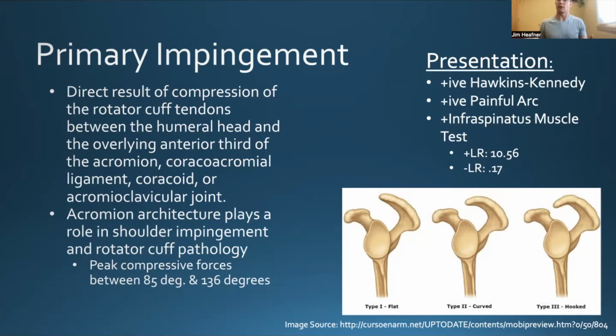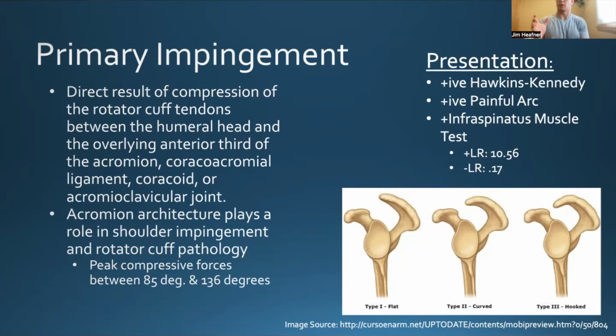The other test is the painful arc test, where if you have pain between roughly 60 and 120 degrees of shoulder flexion, that's a sign that there's a decreased space in the subacromial and there's impingement occurring, and it's another positive test for primary impingement. Now, the diagnostic criteria of those two are not the best. What we're seeing is they may or may not still have it. The test with the best diagnostic accuracy is the infraspinatus muscle test.